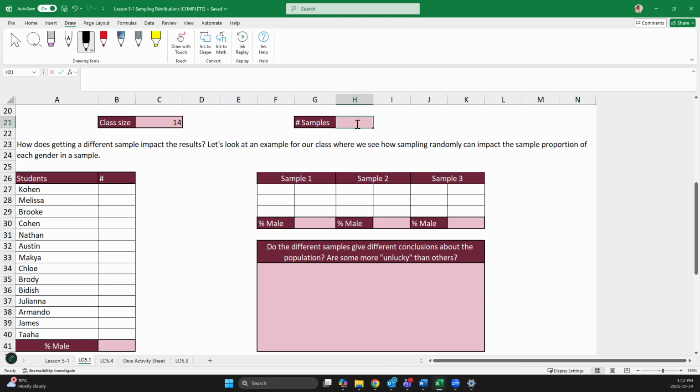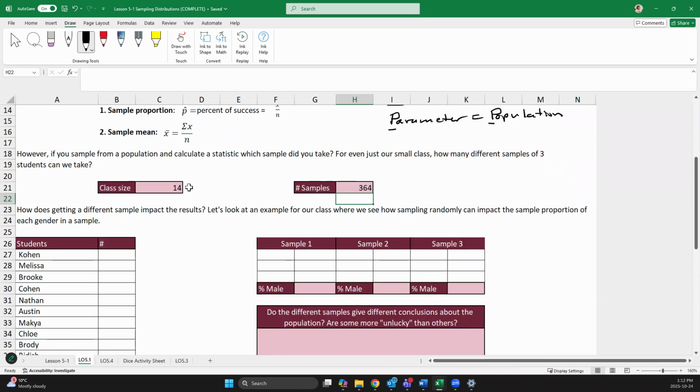That's where we can use our formula for combinations, where if I have 14 people and I want to choose three, there's already 364 different possible samples if you're sampling randomly. So if I take a sample and I find the proportion of males, what sample did I get? Because every sample might have slightly different results for the proportion of males. Let me show you an example of this.